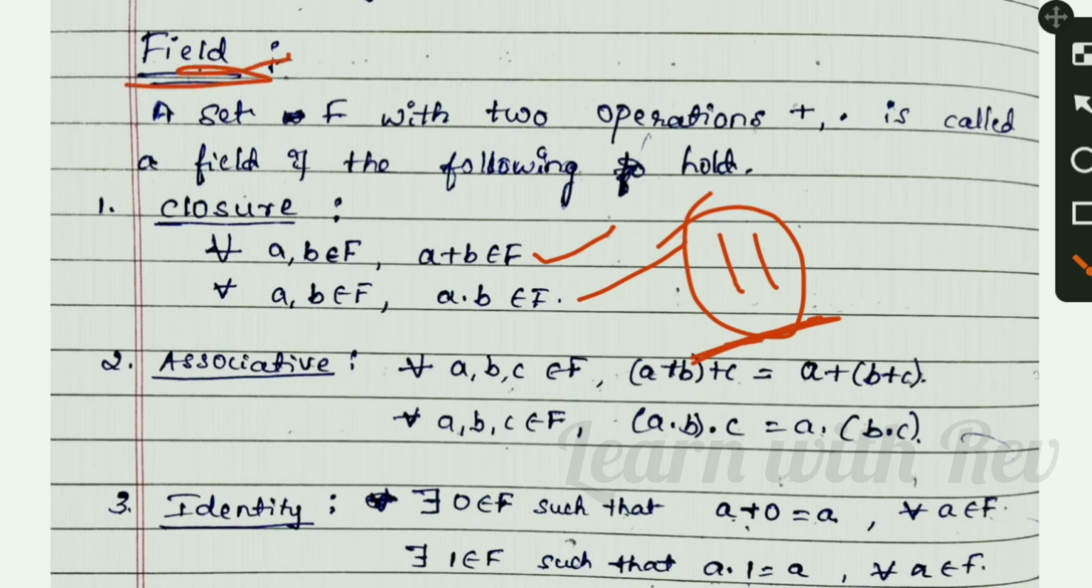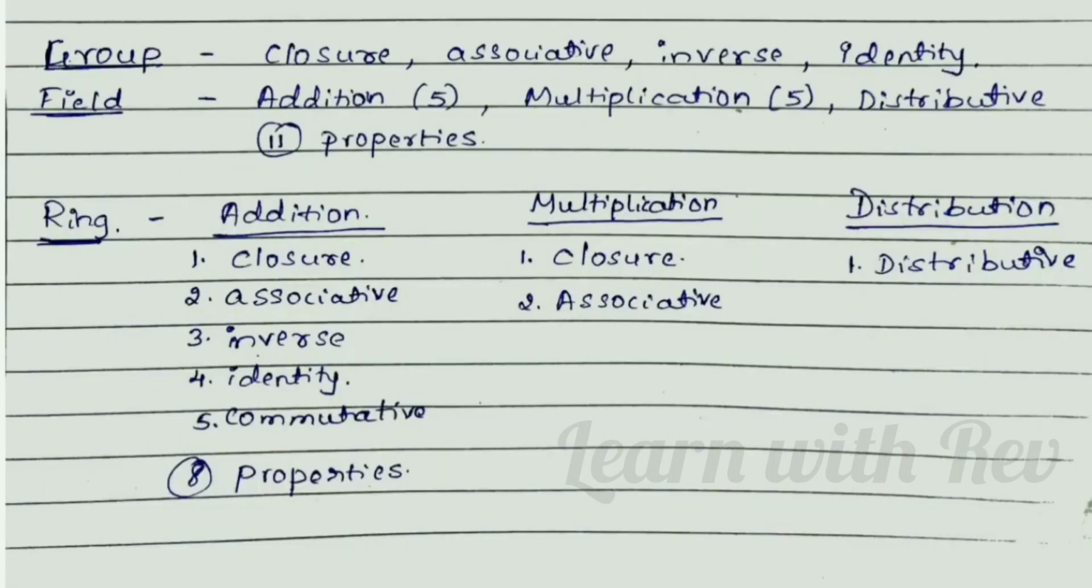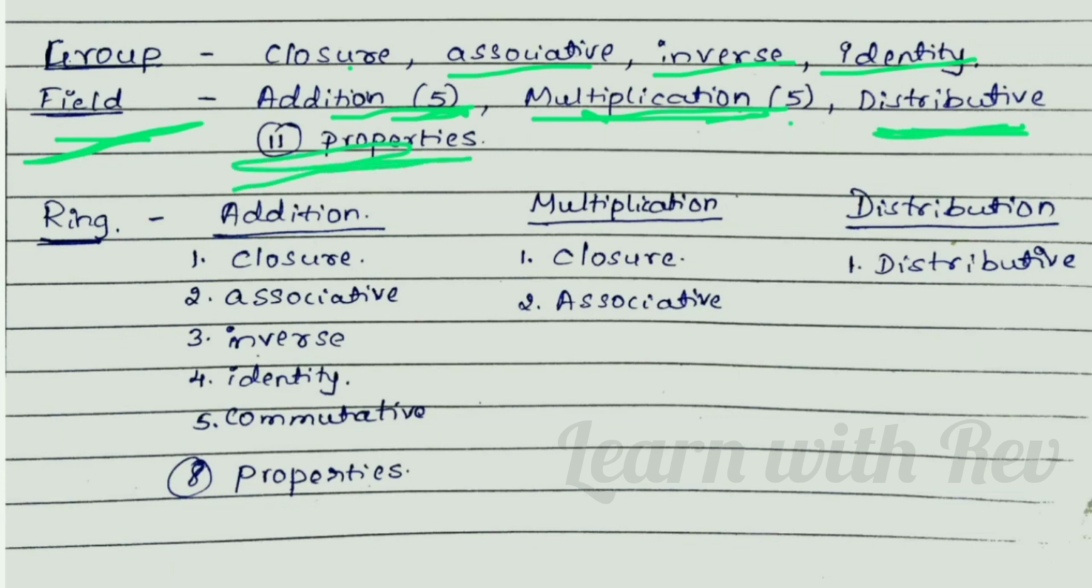Okay, so next understand about ring. In group we had 4 properties, that are closure, associative, inverse and identity. Next, in field we had 11 properties, that are under addition 5 properties: closure, associative, inverse, identity and commutative. Similarly under multiplication also 5 properties, and also one more property, that is distributive. So total 11 properties. In ring, I have not given a definition here, so just to understand I have given these 3 concepts together.